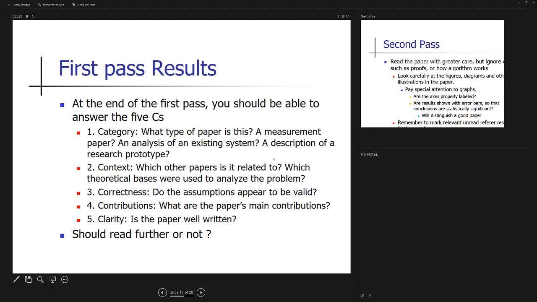So you have done, I told you, did you do the first pass? Yes sir. Okay, how about the 5 C's? This is now your job. At the end of the first pass, you should be able to answer these 5 C's. If you are unable to answer these, it means you have not done your work. You have not passed the first pass appropriately.